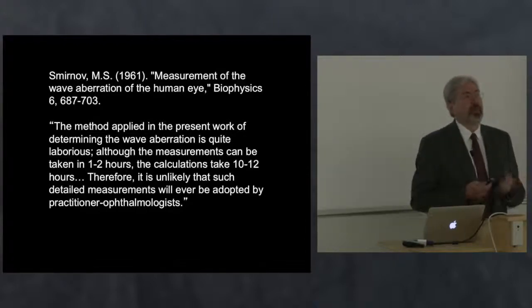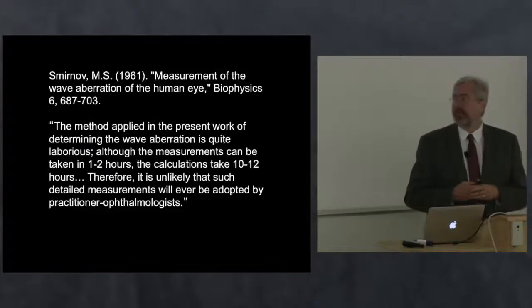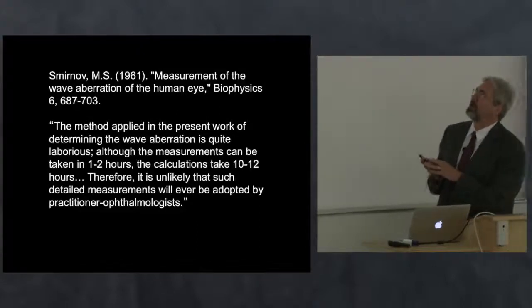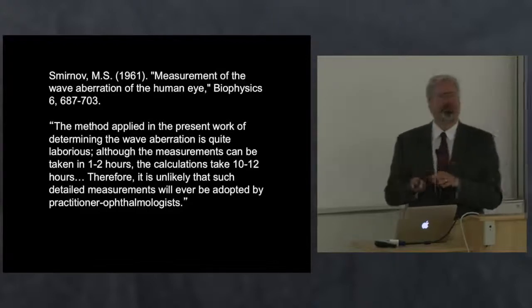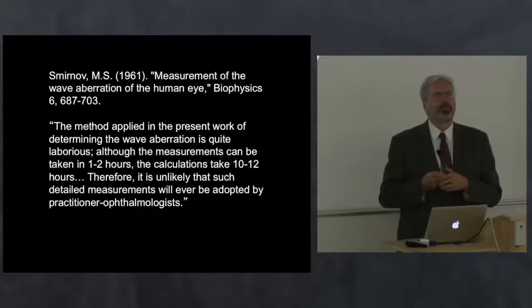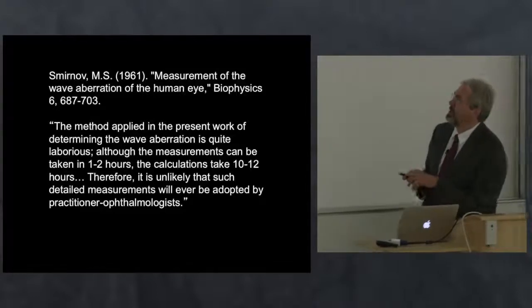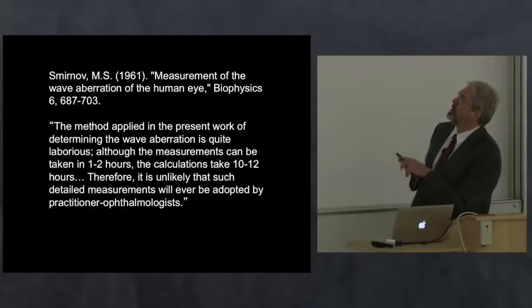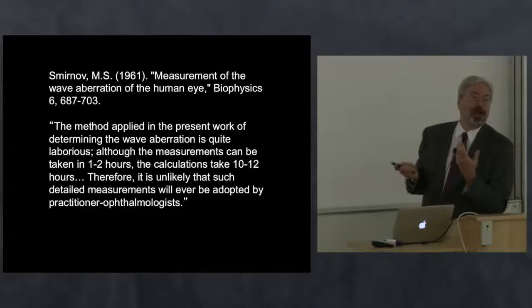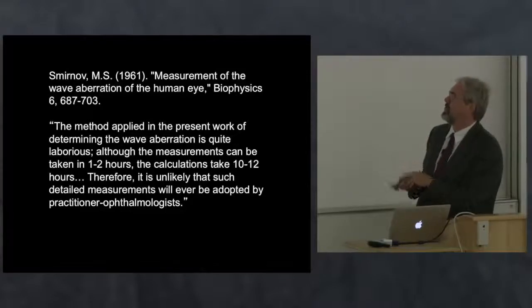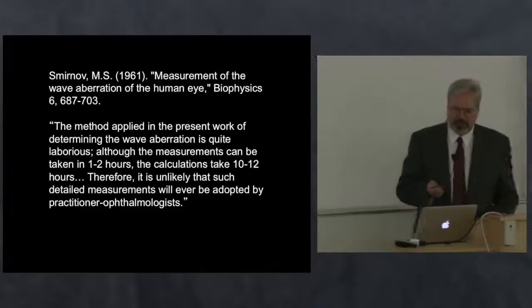Now, the history of measuring the aberrations of the eye is long and dates back to Scheiner, even in the 1600s. But I'll pick it up in 1961, where a Russian named Smirnov provided the first really credible description of the eye's wave aberration. And interestingly, he said in 1961 that the method applied in the present work of determining the wave aberration is quite laborious. Although the measurements can be taken in 1 to 2 hours, the calculations take 10 to 12 hours. Therefore, it is unlikely that such detailed measurements will ever be adopted by practitioner ophthalmologists.